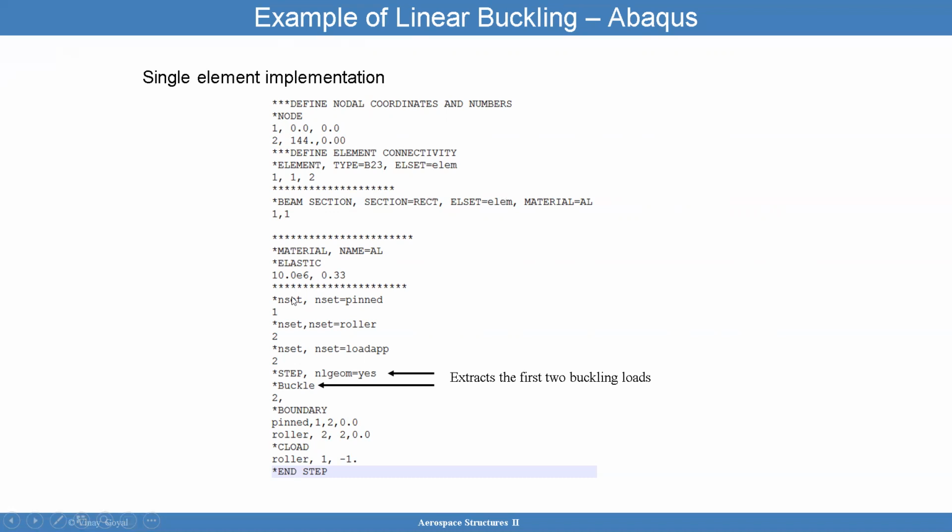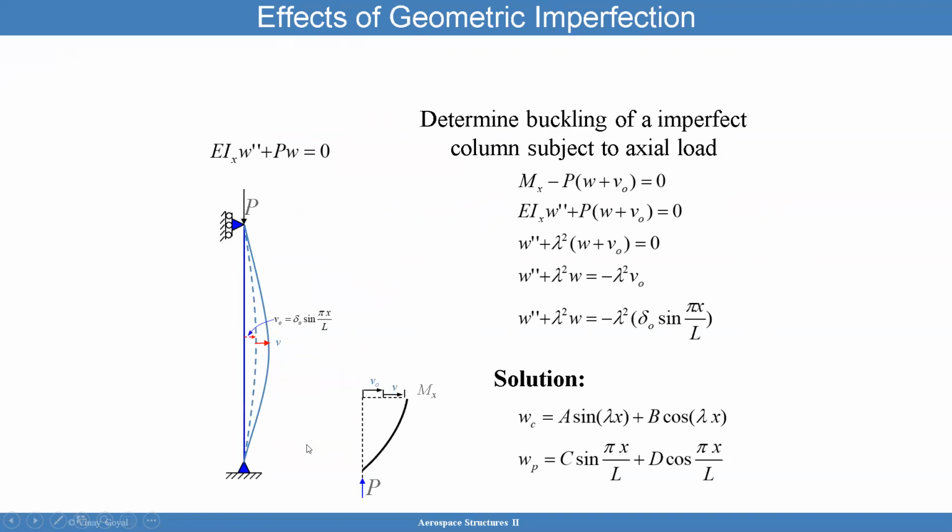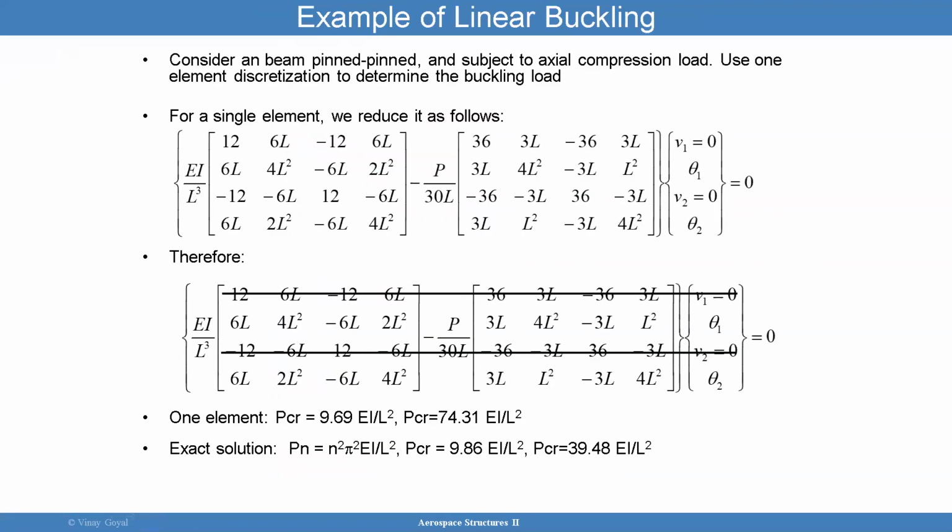We're making one end pinned and the other end a roller, and we'll apply the load on the roller side. You can see I put a buckle step, get the first 2 modes, and then apply a concentrated load at that roller. And when you do it, you'll be very excited to see you get 9.69, compared to the finite elements, but doing it by hand.